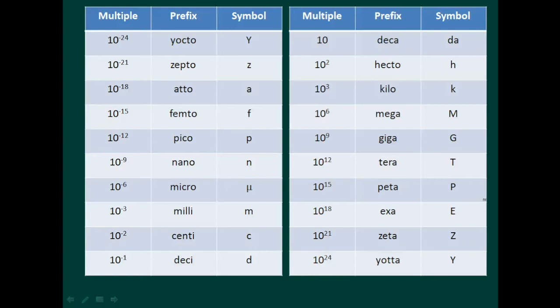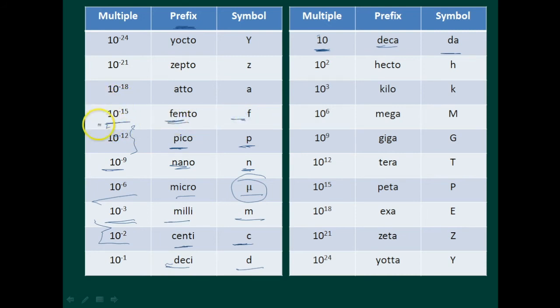The next is the prefixes used in the SI system. It is very important when you are solving problems. 10 to the power 1 is deca, symbol da. 10 to the power minus 1 is deci, d. 10 to the power minus 2 is centi, c. 10 to the power minus 3 is milli, m. 10 to the power minus 6 is micro, this is its symbol. Then nano, this is its symbol, 10 to the power minus 9. 10 to the power minus 12 is pico, p. 10 to the power minus 15 is femto, f.